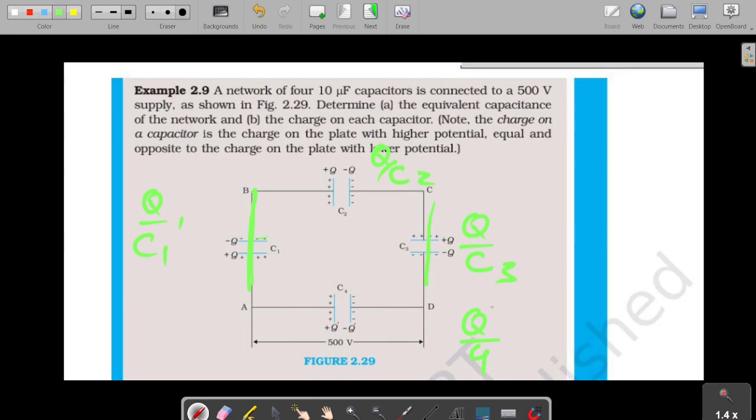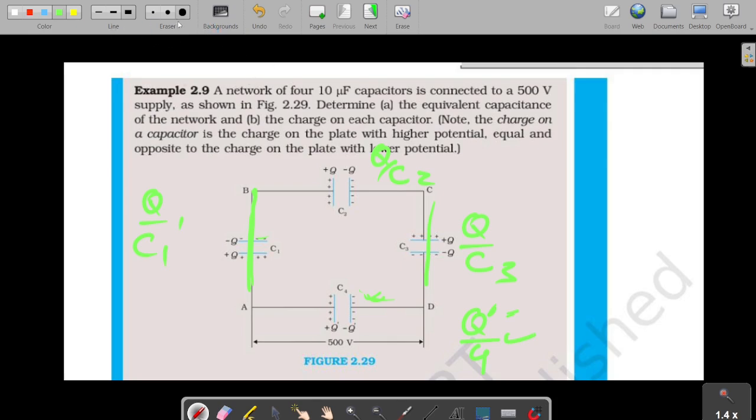C4. I am denoting it by Q dash upon C4 because it is in parallel with these series capacitors. Okay, in parallel combination charges are not the same, charges get redistributed. In series combination only charges are the same, in parallel charges are not the same. So I am using a different notation for capacitor C4. Okay, so we will proceed further.